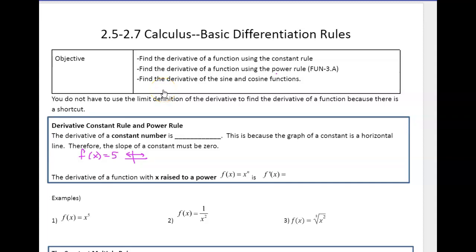Okay, so we're going to go ahead and skip one section so we can learn the basic differentiation rules, the derivative shortcut rules, and then we'll come back to it, but this just saves you a lot of time. So we're going to do the constant rule, the power rule, and then basic sine and cosine. And you'll be using the power rule a lot because we'll be able to use those in applications.